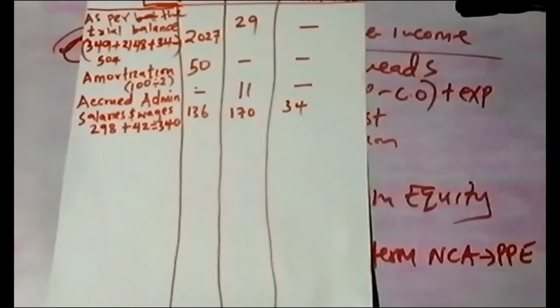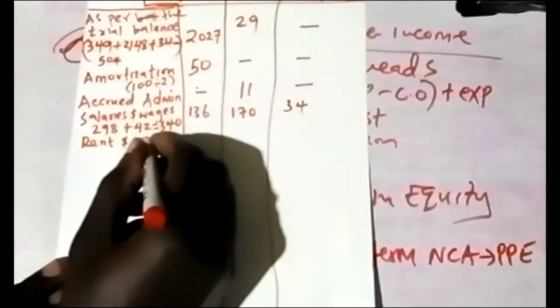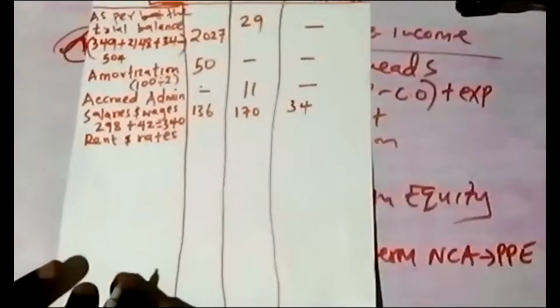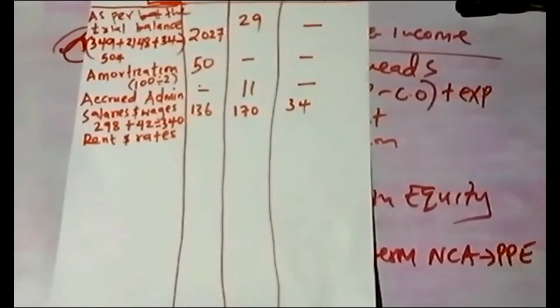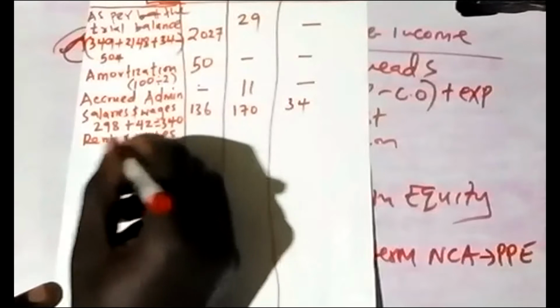We have dealt with the accrued. The next, you talk about prepaid rent and rates. There was prepaid rent and rates of 12. So what you come here and write is rent and rates. You check rent in the trial balance. In the trial balance, it's 282.